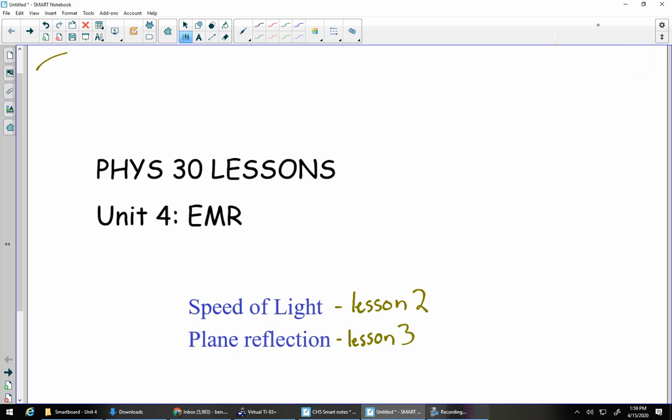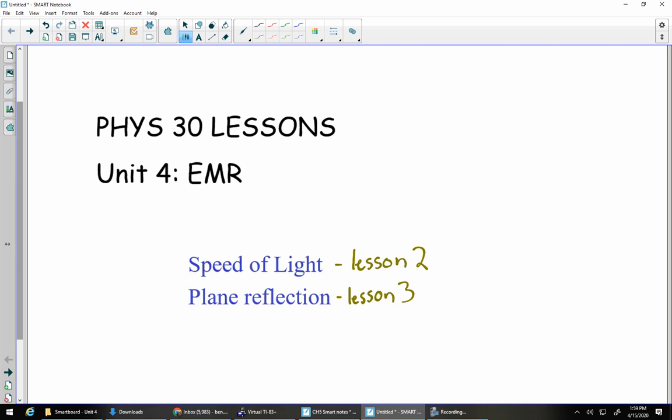Jukley here again. Going to talk to you. We're still in the EMR unit, still Unit 4. Going to talk to you today about the speed of light. That's Lesson 2, and also Lesson 3, reflection in plane mirrors.